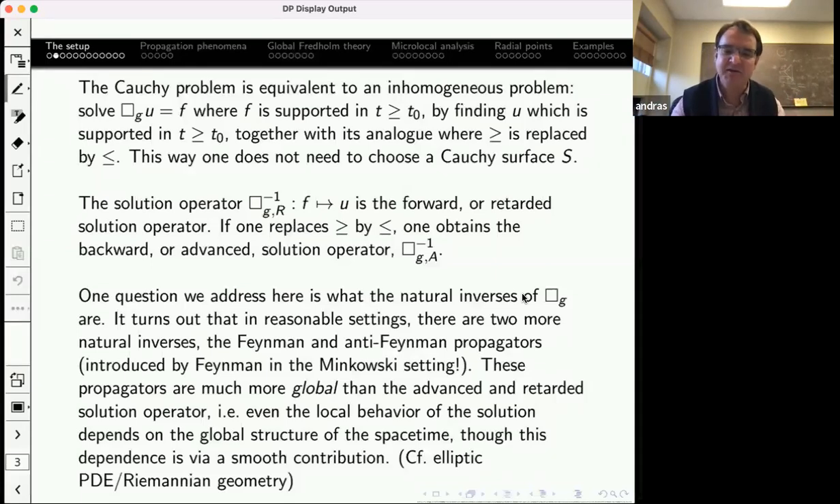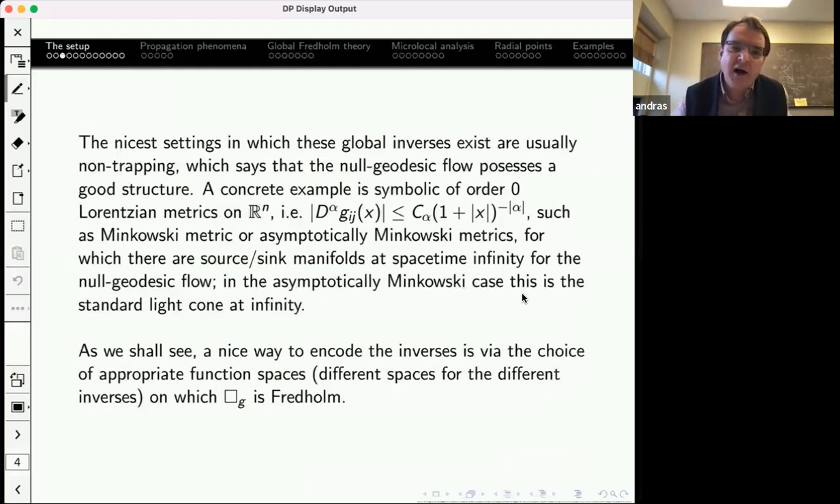So sometimes it works, but the chances of this are zero in any reasonable measure, let's put it this way, when you pick random problems. Okay, so concretely, the nicest settings in which these global inverses exist are usually non-trapping, which says that the null geodesics, or light-like geodesics, possess a good structure.